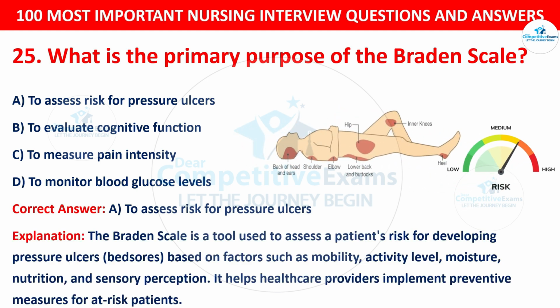The Braden scale is a tool used to assess the patient's risk for developing pressure ulcers, bed sores, based on factors such as mobility, activity level, moisture, nutrition, and sensory perception. It helps healthcare providers to implement preventive measures for at-risk patients.